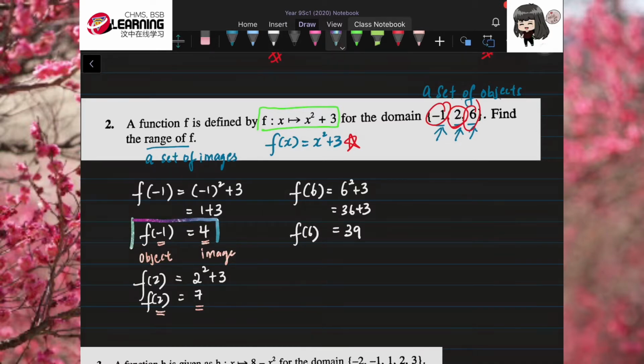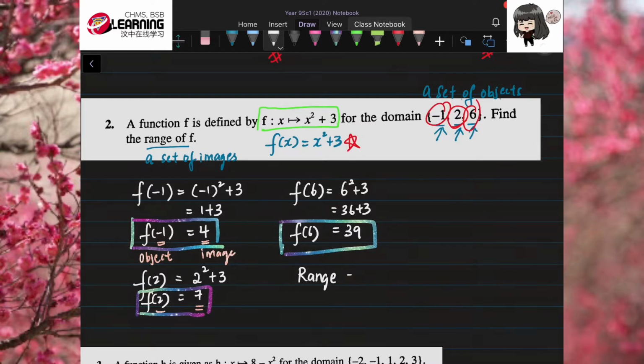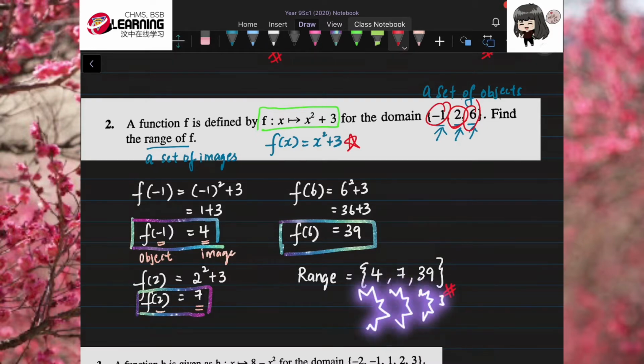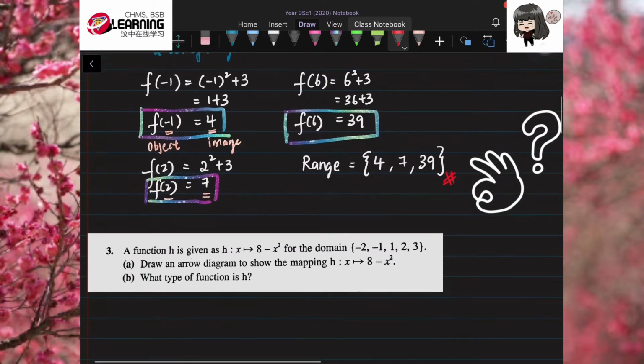Let me highlight this part again. F of -1 is 4, f of 2 is 7, f of 6 is 39. So we have all the images already, which are 4, 7, and 39. They're asking you to find the range of f. The range of f means the set of the images of the domain given here. According to what we have subbed in, we list down all the outputs, or images, which are 4, 7, and 39. So this is my answer for the range. Is that clear?